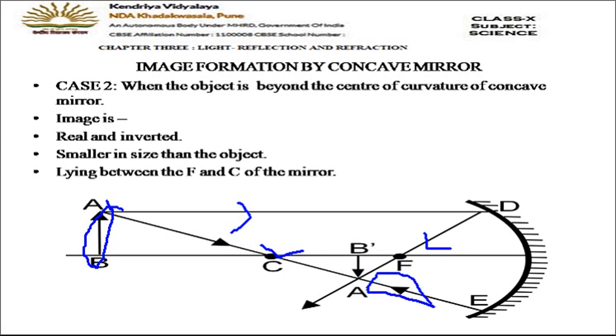Fine, it retraces its path. Now what happens when the reflected rays meet? You can see here that both of the reflected rays are meeting at this point. Okay, and the image is formed inverted, right? Because the light rays were coming from point A, so A will be down now and B dash will be up. Fine, so you can see here that the image formed is inverted.